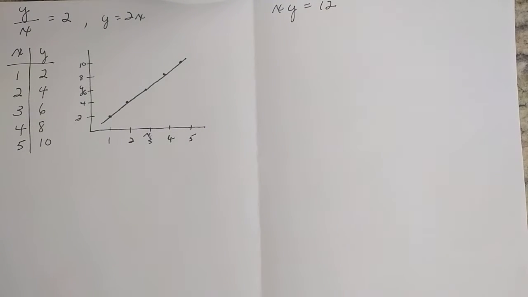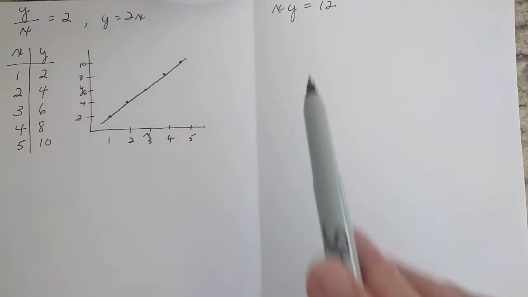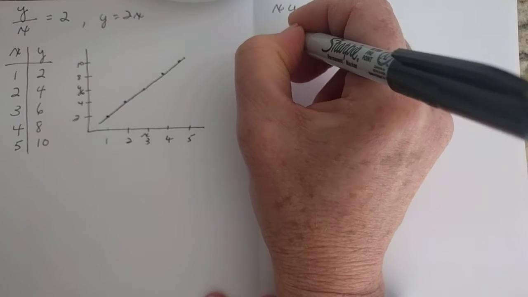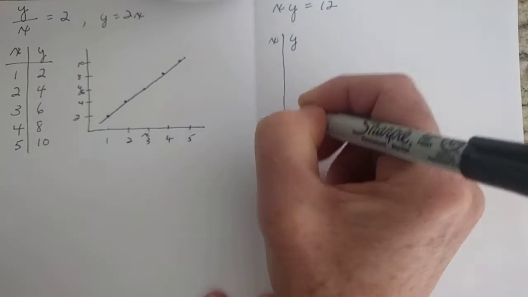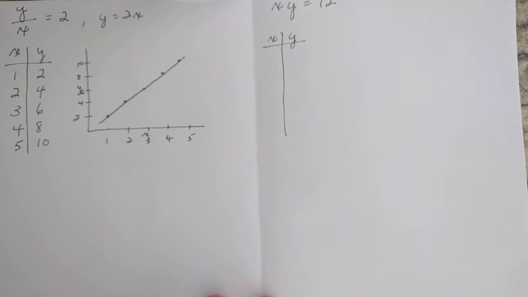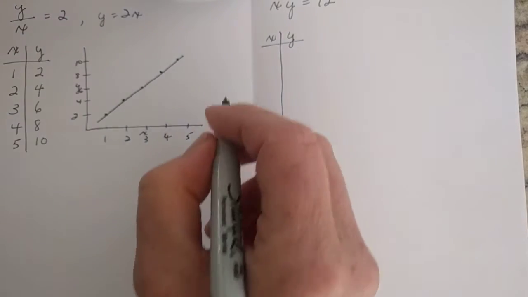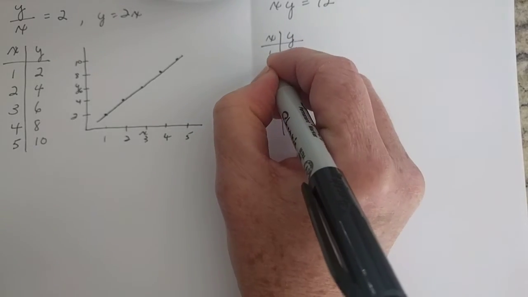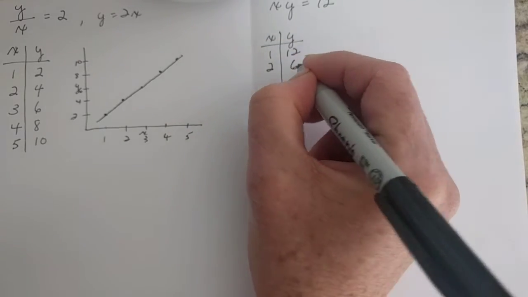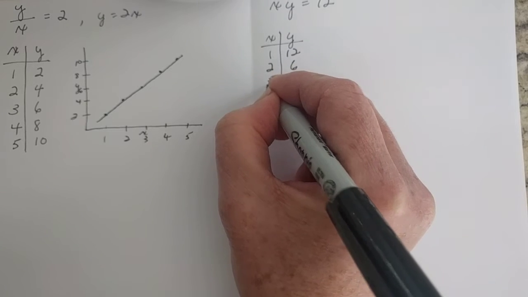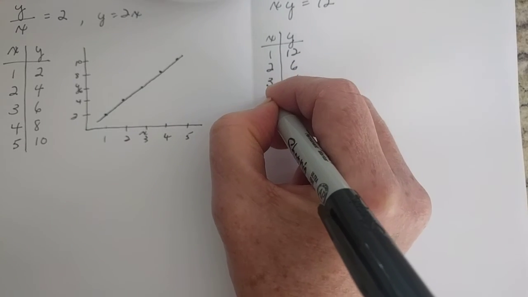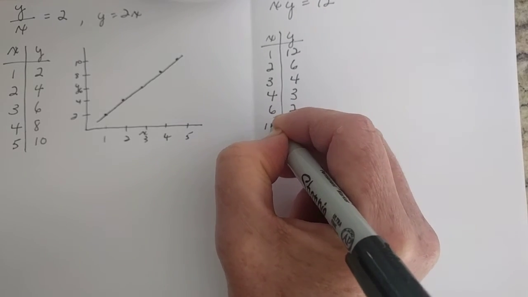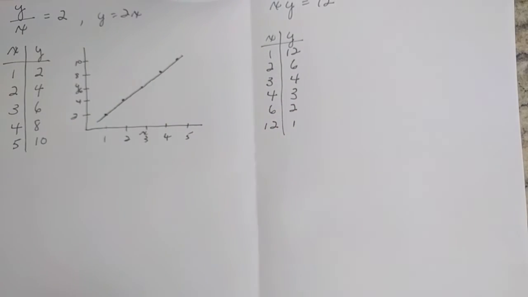Okay, let's do the same thing for our equation x times y equals 12. So we'll make our data table. And again, we're just going to put in easy values of x to get y. So if x is 1, then y has to be 12. If x is 2, 2 times 6 equals 12. If x is 3, 3 times 4 equals 12. 4, 3, 6, 2, 12, 1.